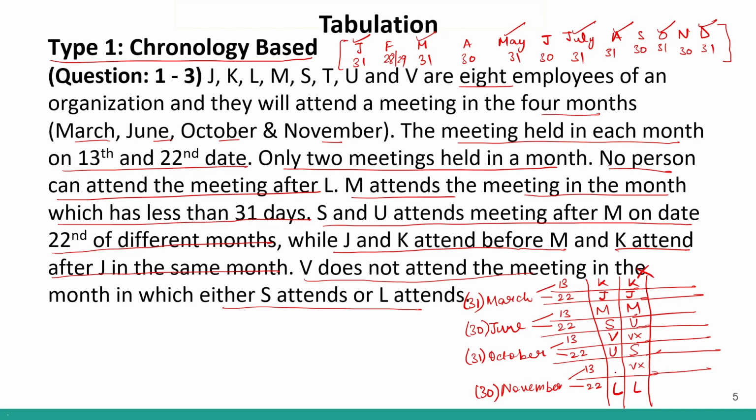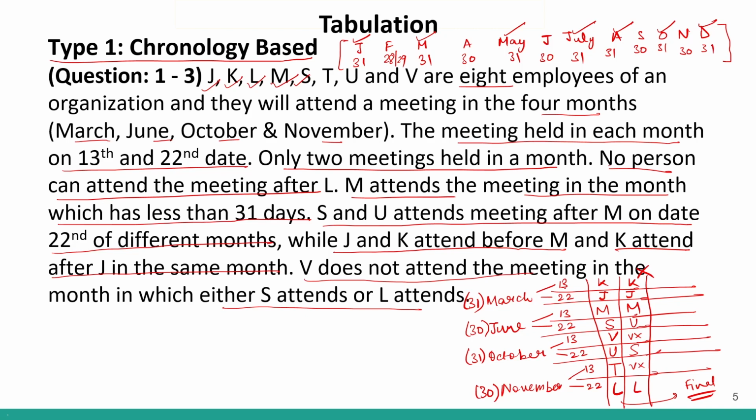Now we have one position left. This position we can fill with, we have already placed J, we have placed K, we have placed L, we have placed M, we have placed S. We have not placed T. So T will come over here. This will be my final arrangement. Okay. This is my final arrangement.